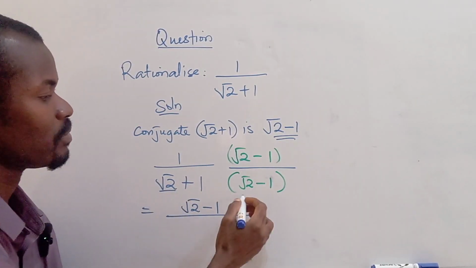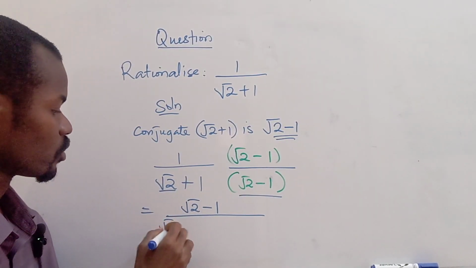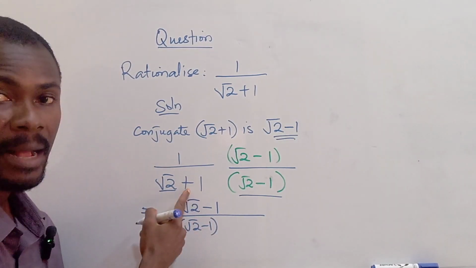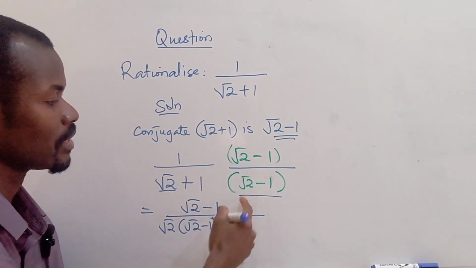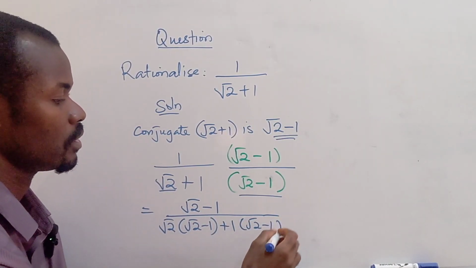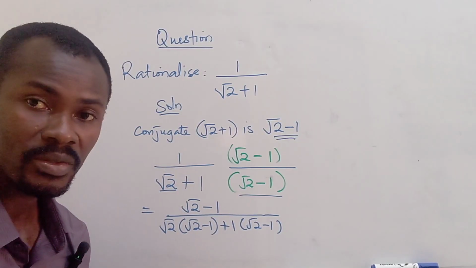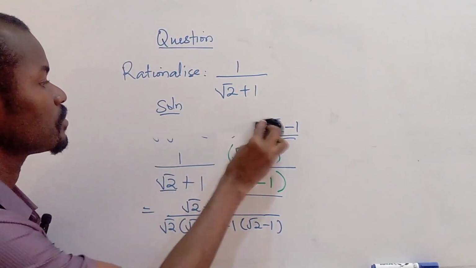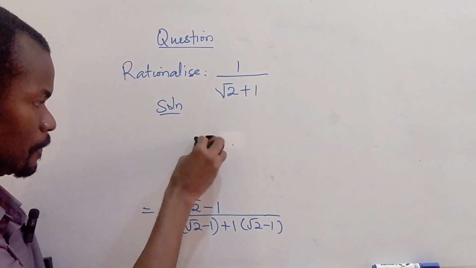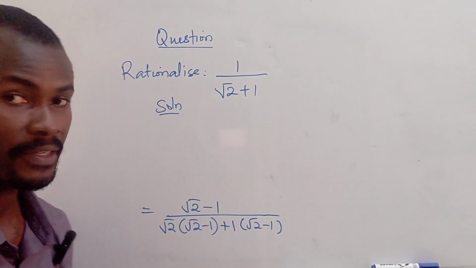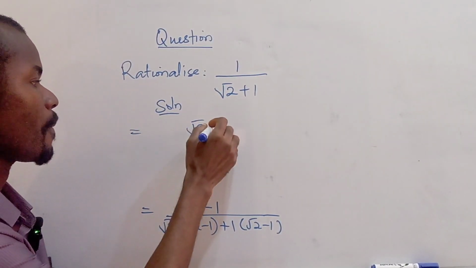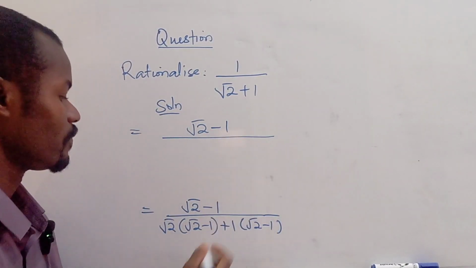So we have base multiplying this first. So I have square root 2 multiply square root 2 minus 1. Now plus 1 is going to still multiply this. So I have square root 2 minus 1. So we are going to simplify that further to be able to find what this problem is going to give us. So we are going to have this as square root 2 minus 1 divided by.